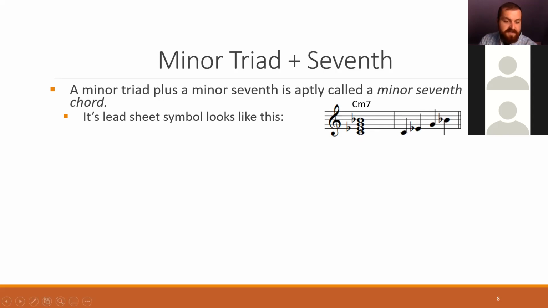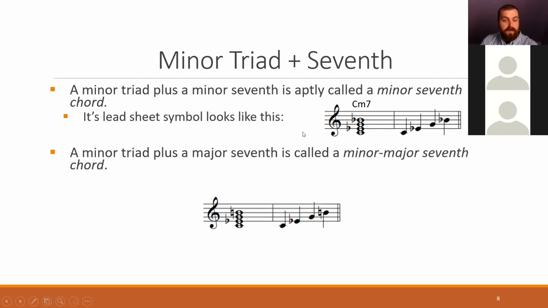C to E flat to G is a minor triad. C up to B flat is a minor seventh. Now, a less frequent chord, a very interesting chord, is a minor triad plus a major seventh. And because we are extremely creative and original people, we call this minor major seventh chords. Minor chord, major seventh. C, E flat, G, and then a B natural, C up to B natural.